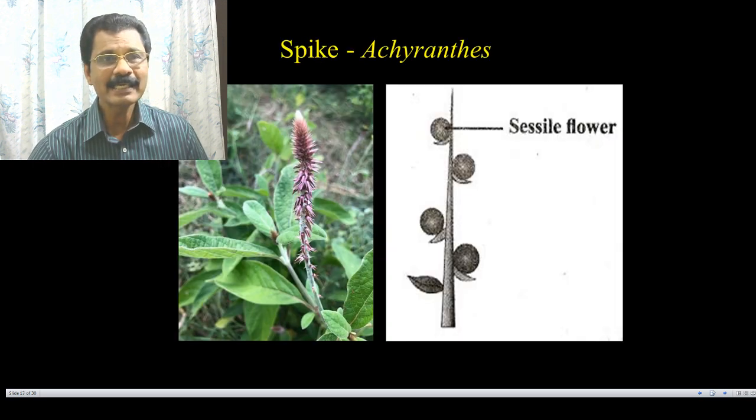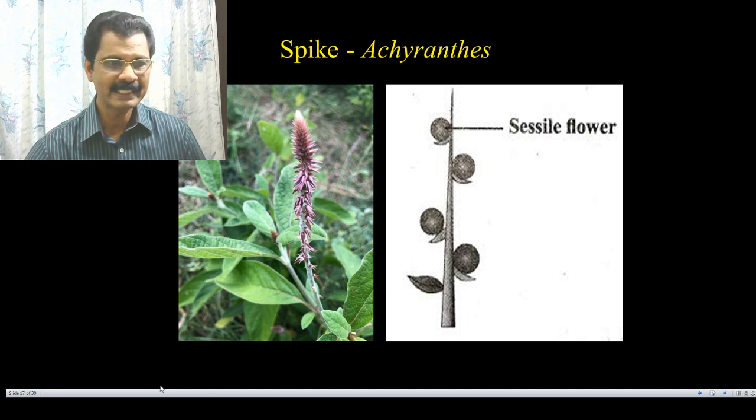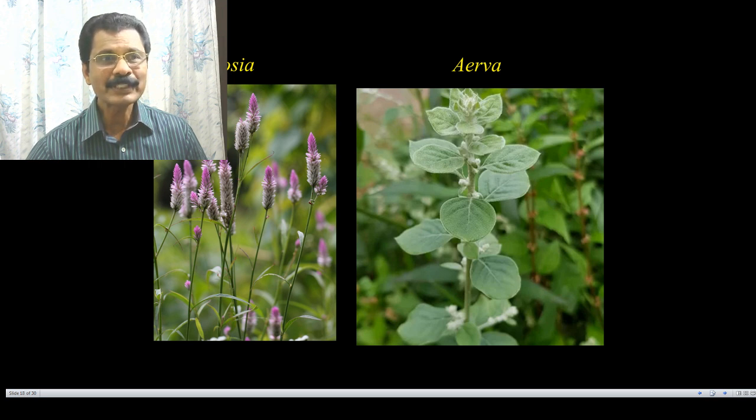Here you can see achyranthus. Here the sessile flowers arranged in a racemose manner. Older flowers seen at the base and younger ones seen at the tip. And this type of raceme is called simple raceme with the sessile flowers. That is called a spike. Could you follow me? This is celosia and this is Aerva lanata. This is compound spike, right?